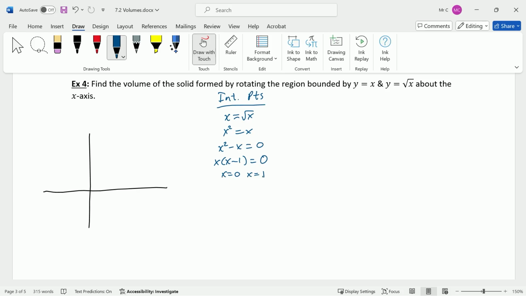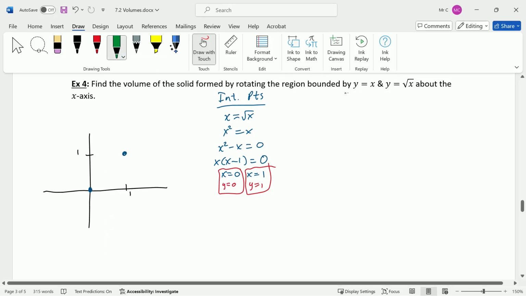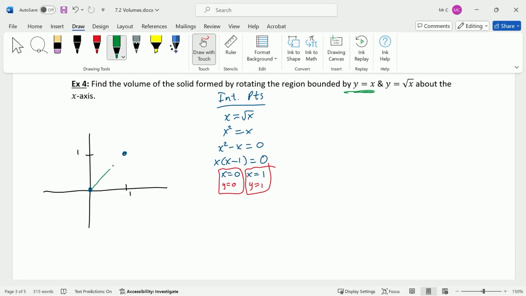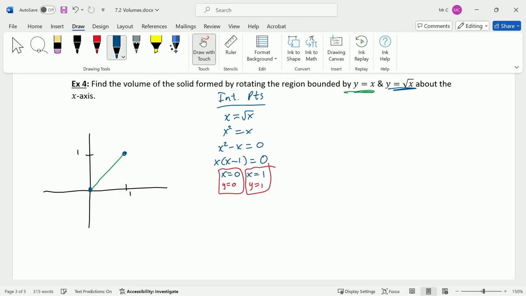And so let's plot those points. In both graphs, when I plug in 0, I get 0, so y equals 0. And when I plug in x equals 1, I get y equals 1. So these are my two intersection points, and they look like this. So one of these graphs, we'll say in green, is y equals x. That's the straight line with slope 1. And the one in blue will be our square root of x, which looks like this.